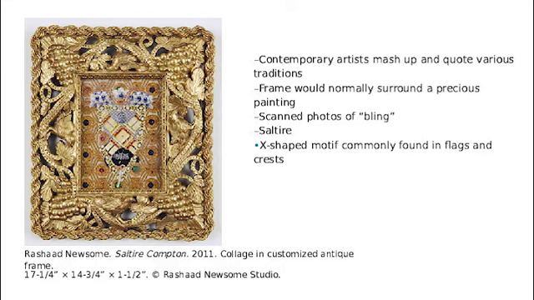And there's also, in the image within the frame, these scanned photos of jewelry or bling, this idea of glamour and excess. And there is also this saltire, which is that X-shaped motif in the middle of the piece that is commonly found in flags and crests. And that goes into why it is named Saltire Compton. This is by Rashad Newsom. But yeah, that's an example of someone taking multiple traditions and mashing them up and creating something new.